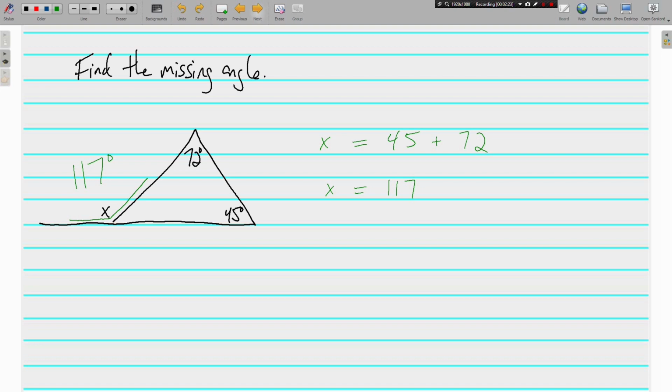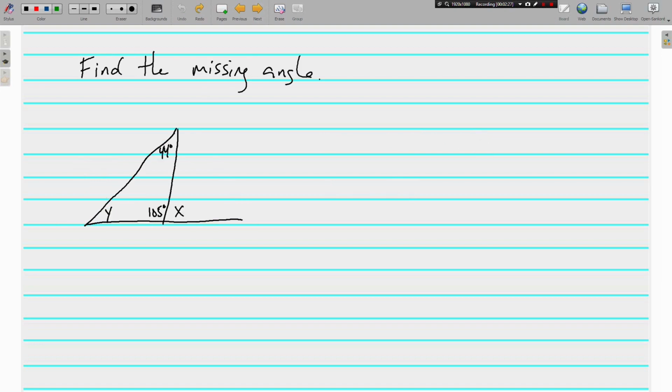Let's do another. Find the missing angle, and I'm going to add an S to this. Find the missing angles because we have an X and a Y. If I just tried to find X, I would need to add the 44 and the Y. But look what happens. 44 plus Y. I can't really do this because I don't know how much Y is. There's actually a couple of different ways that you can solve this problem.